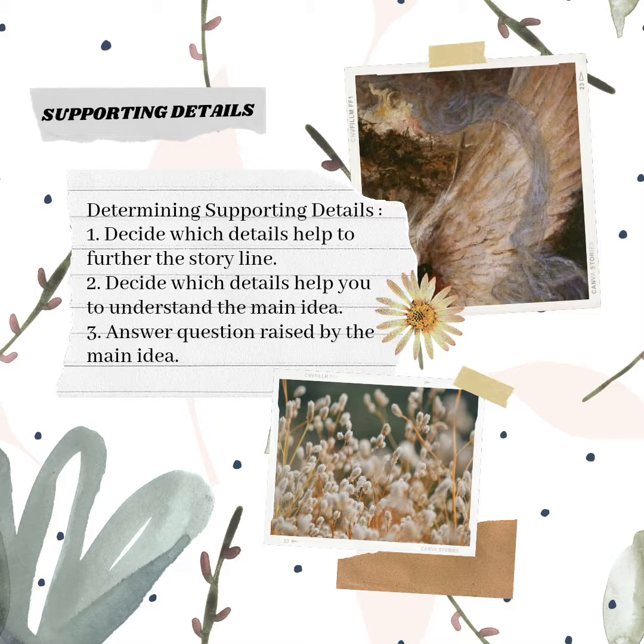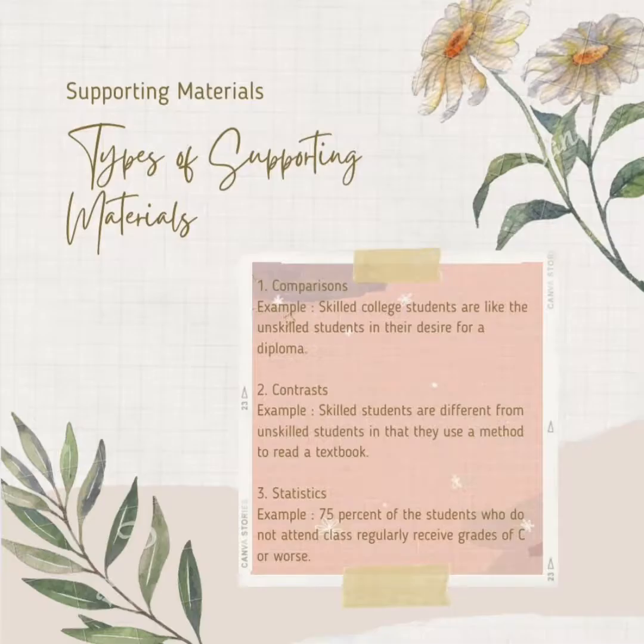Okay, the next point is supporting materials and it will be explained by Hani Haliza. Okay, thank you. And we are going to jump to the next topic, that is types of supporting materials. We are going to talk about six types of supporting material. They are comparison, contrast, statistic, graphs, quotation, and the last one is vivid description.